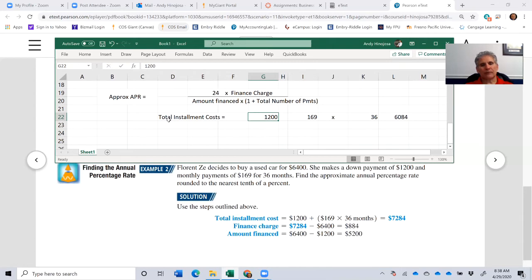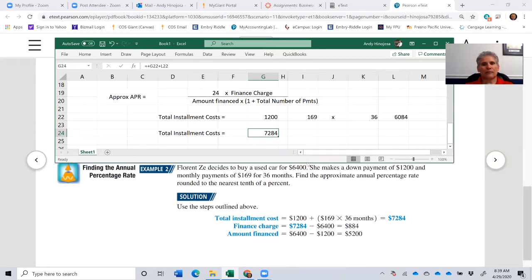So the first thing we're going to do is figure out what the installment cost is. We're going to take $1,200, that's the down payment, and then we're going to take the monthly payments of $169 and multiply that by 36 months. So 169 times 36 equals 6,084. And then we're going to add these two together, so our total installment cost equals the 1,200 plus the 6,084, which is 7,284.